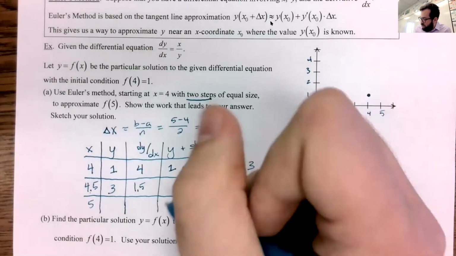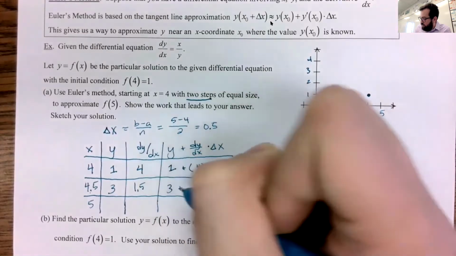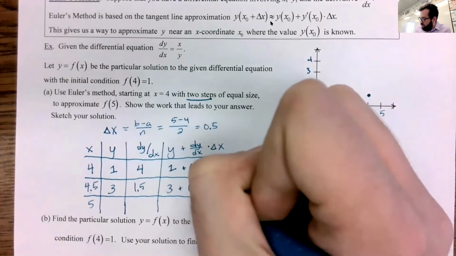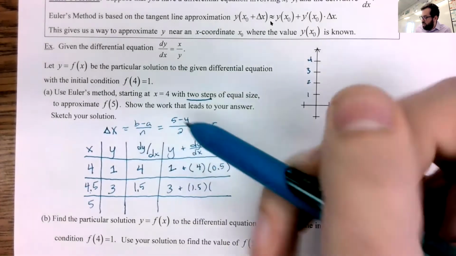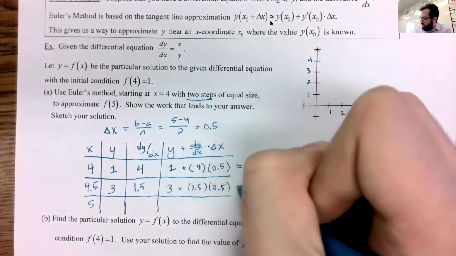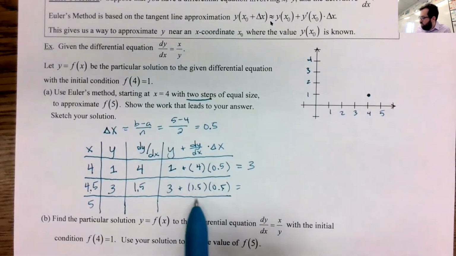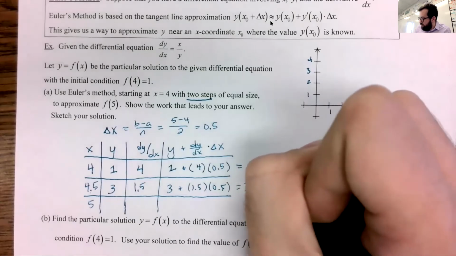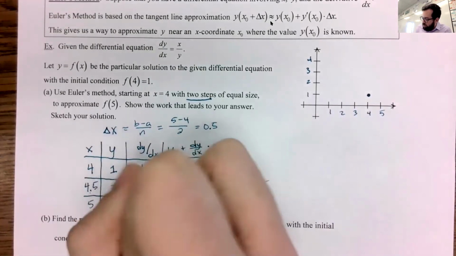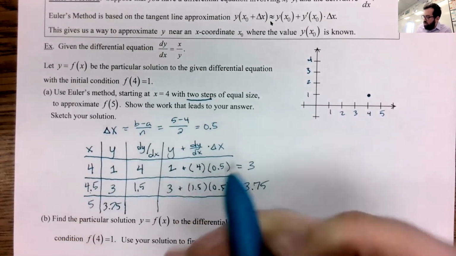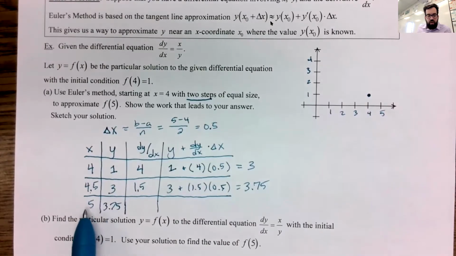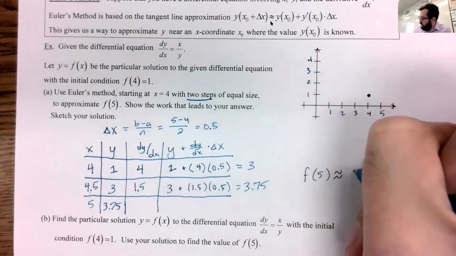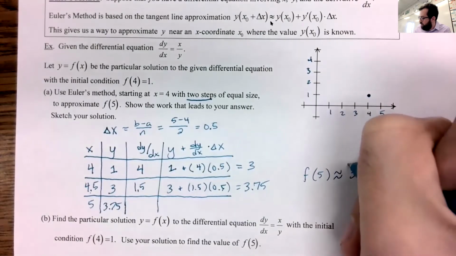So now we do the whole process again. We have 3 plus, and our dy dx this time is 1.5. The delta x is always the same, it's 0.5. So we get 3 plus half of 1.5, which is 3.75. 3.75 comes down here to become our new y value. And look at that, we already found an approximation for f of 5. So therefore, f of 5 is approximately 3.75.